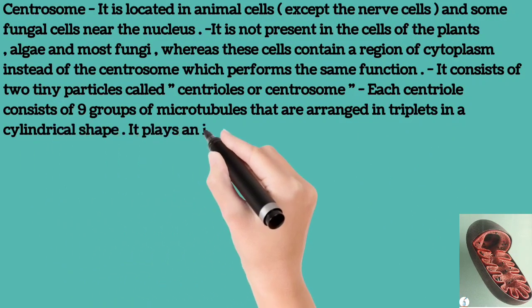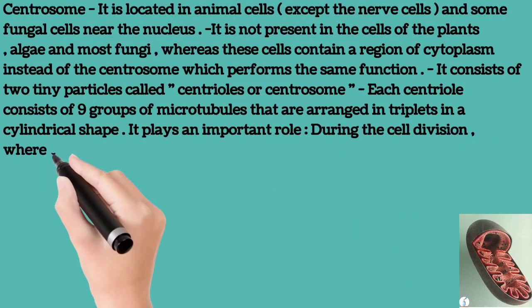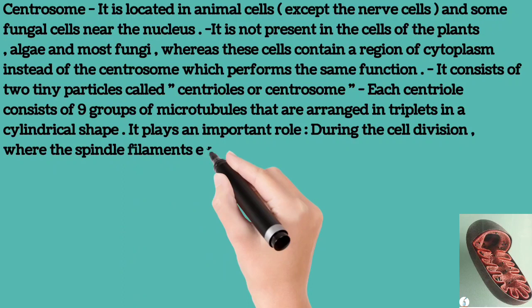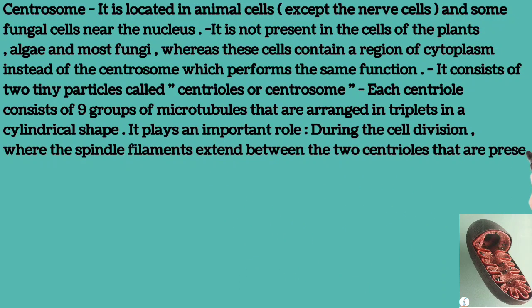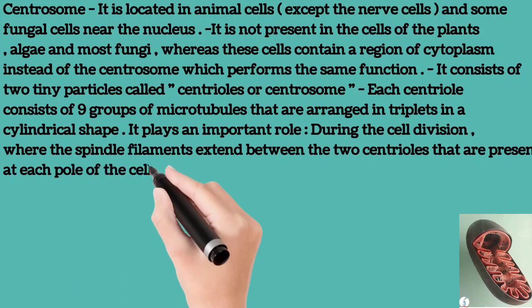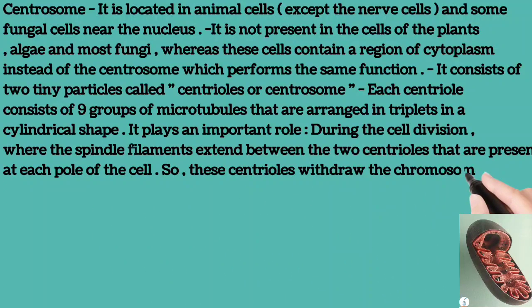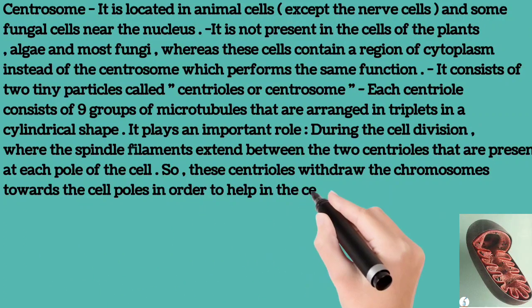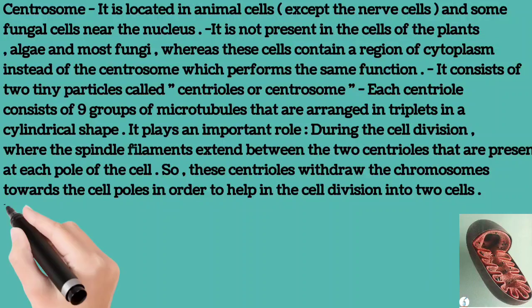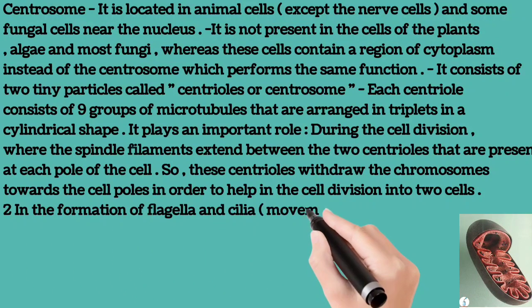It plays an important role during cell division, where the spindle filaments extend between the 2 centrioles that are present at each pole of the cell. So, these centrioles withdraw the chromosomes towards the cell poles in order to help in the cell division into 2 cells. 2. In the formation of flagella and cilia, movement tools in some unicellular organisms.